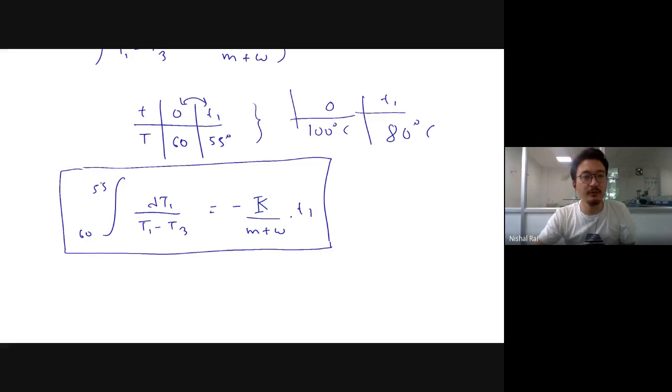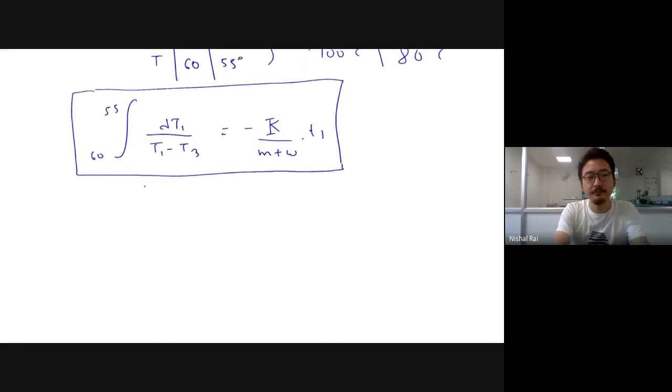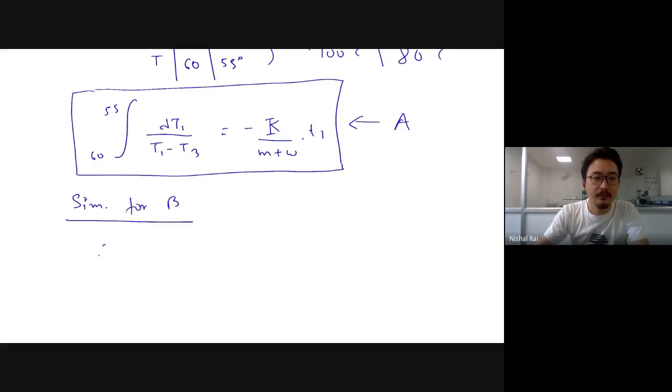Or should we do without this? Either way, it's fine. I think we can go with this one. I think it's clear. Yes, sir. This one was for A. So similarly for B. What we can do, the time taken for the liquid, I think it will be different, no?